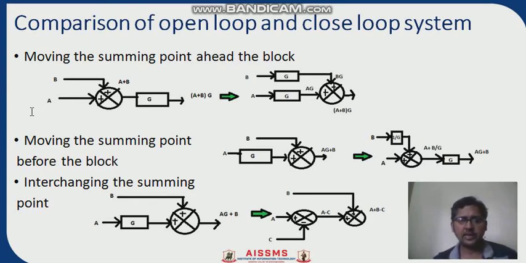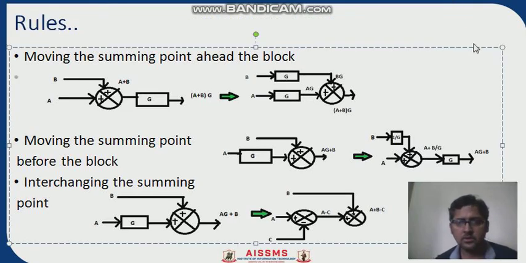Similarly, moving the summing point ahead of the block. A and B are the inputs to a summing point, and as both are plus, the sum is A plus B, which is multiplied by the gain of the system Z. The output is A plus B into Z, which can be represented as A multiplied by Z, and B multiplied by the gain Z, with the summing point used afterwards.